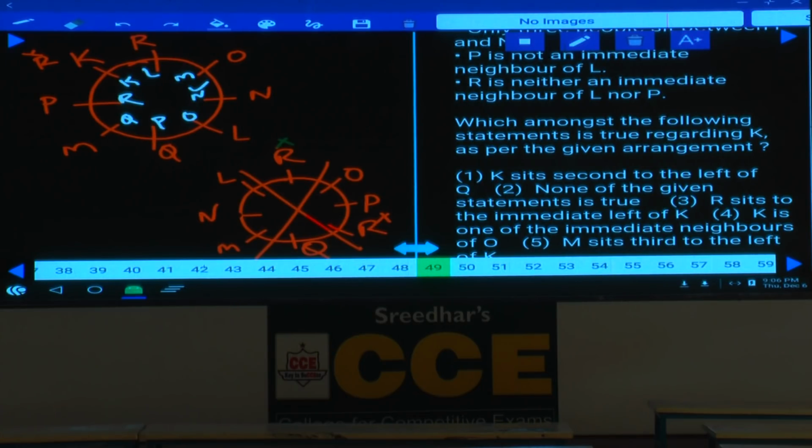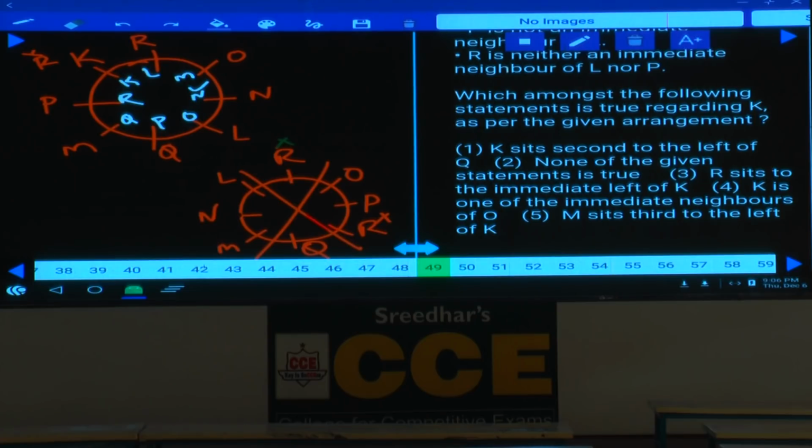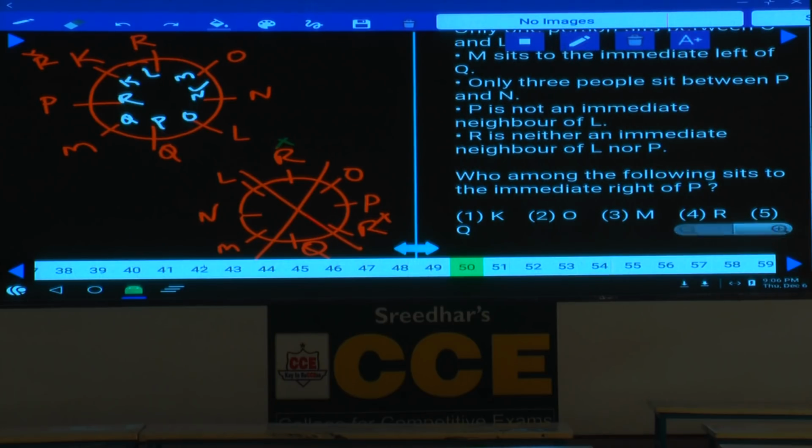Then question number 49. Which among the following statements is true regarding K as per the given information? Then K sits second to the left of Q. K is seated second to the left of Q is false because K is third to the left of Q. Choice 3, R sits to the immediate left of K, that is definitely true. Choice 3. Then question number 50, who among the following sits to the immediate right of P? Immediate right of P, who is that person here? M, that is choice 3. Question number 50, it is choice 3 is the answer.